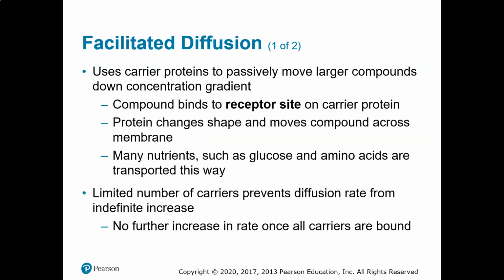Facilitated diffusion uses carrier proteins to passively move larger compounds down their concentration gradient, meaning from high concentration to low concentration. The compound binds to a receptor site on the carrier protein. It changes the shape of the protein, and that allows the compound to move across the plasma membrane. Glucose and amino acids are examples of nutrients that are transported this way, and facilitated diffusion is limited by the number of carriers.